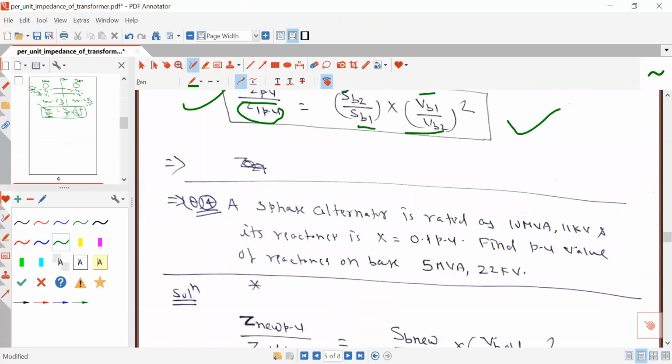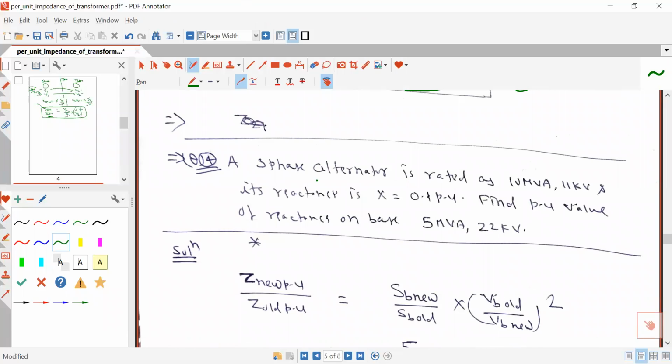For example, let us consider this example. A three-phase alternator is rated as this, and on this base the reactance is given as this. It means S1 is given, V1 is given, and this reactance is given. Now the question is, calculate the per unit value on the new base. This is the new base, S2 and V2, and this one is X2.